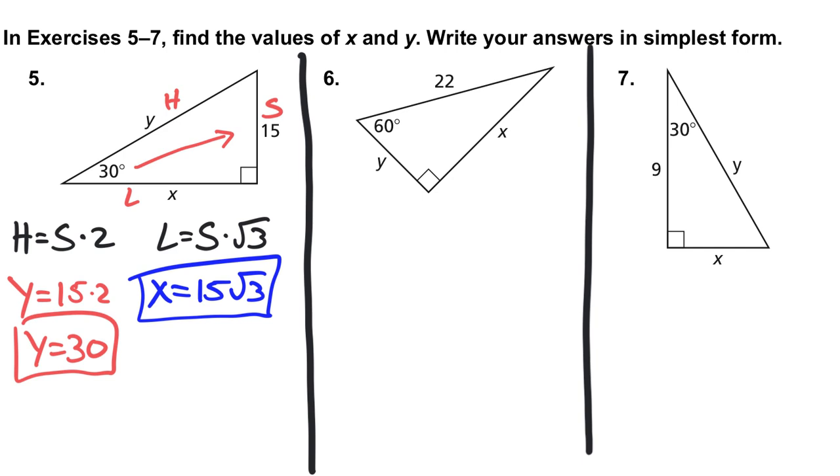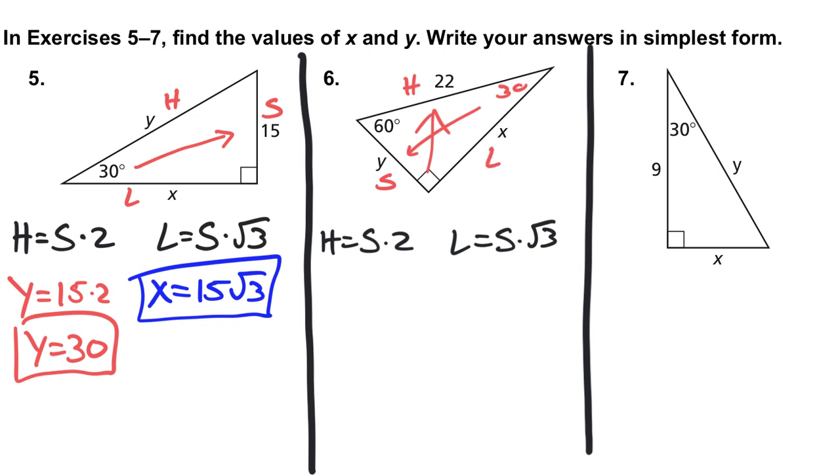Let's look at number 6. Again, I'm going to set up my 2 equations. I'm going to say hypotenuse equals the smaller leg times 2, and my longer leg equals my smaller leg times square root of 3. I'm going to find my 30, 60, 90 angles here. So my 30 is the one I don't know. Across from that is my small leg. Across from my 90 is my hypotenuse, and then I have my longer leg.